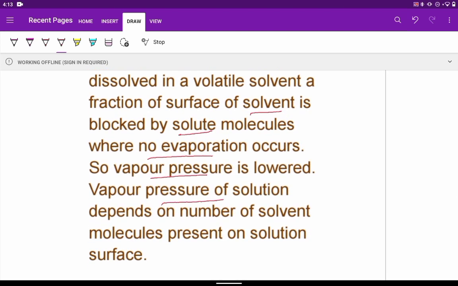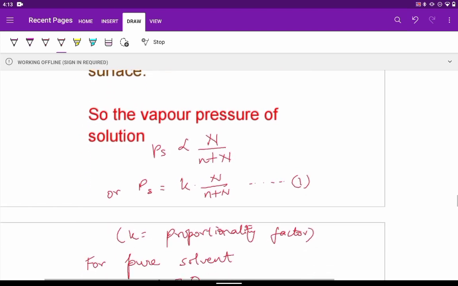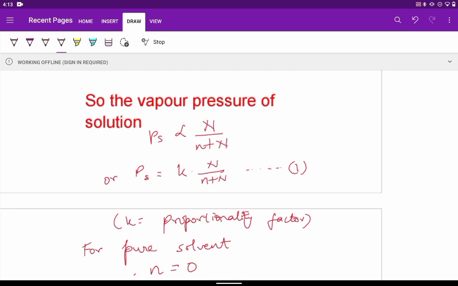So here the vapor pressure of the solution depends on the number of solvent molecules, because I am again and again telling you the solute is non-volatile. So the vapor pressure of the solution depends on the number of solvent molecules present on the surface of the solution. So the vapor pressure of the solution will be directly proportional to N, capital N, that is the number of moles of the solvent divided by the total number of moles. To remove this proportionality sign, we have to multiply with K. K is the proportionality factor.